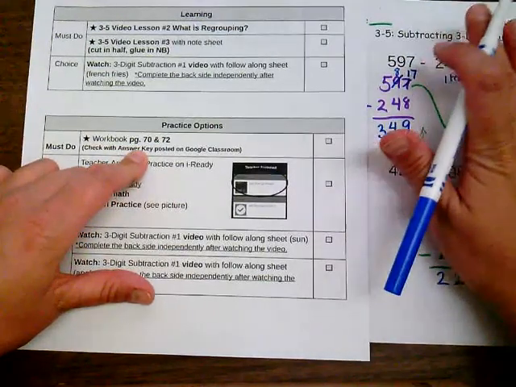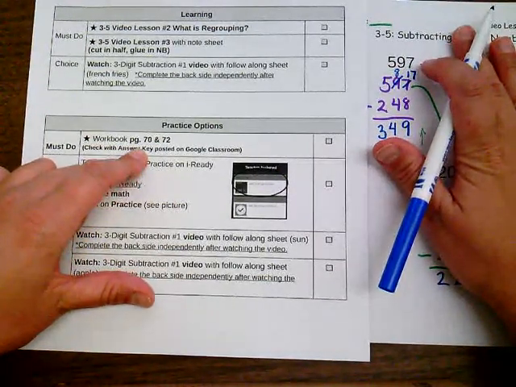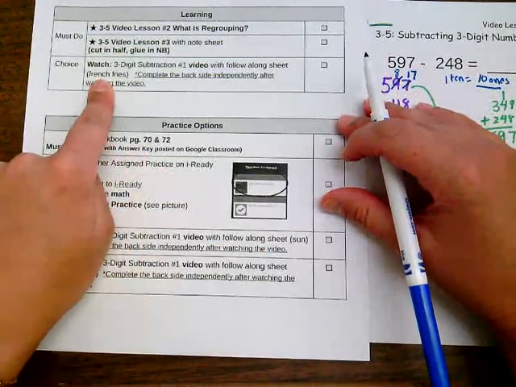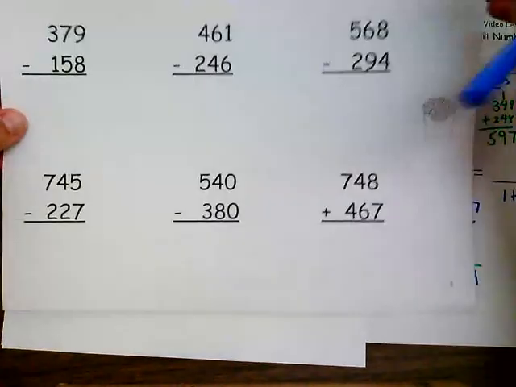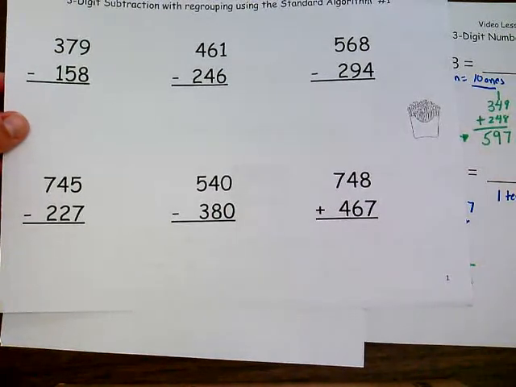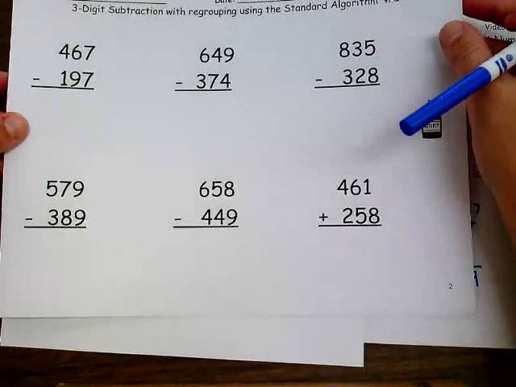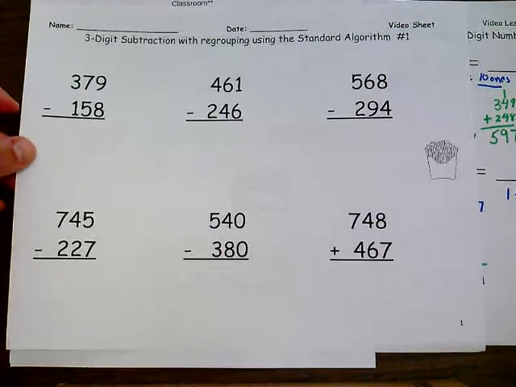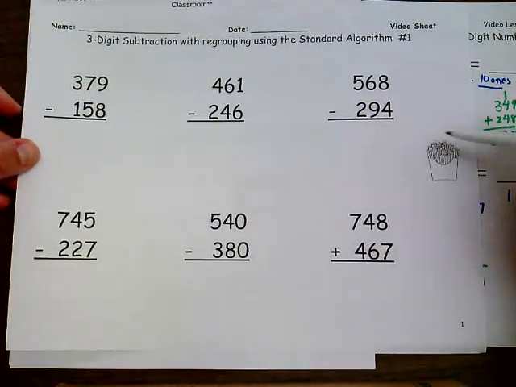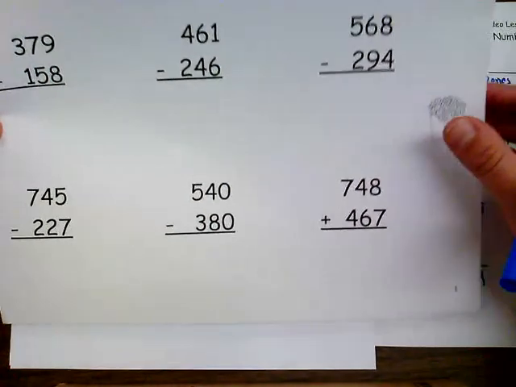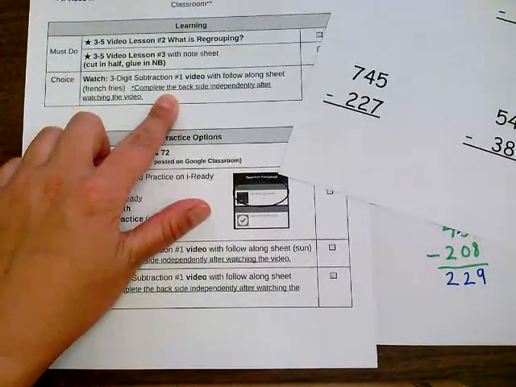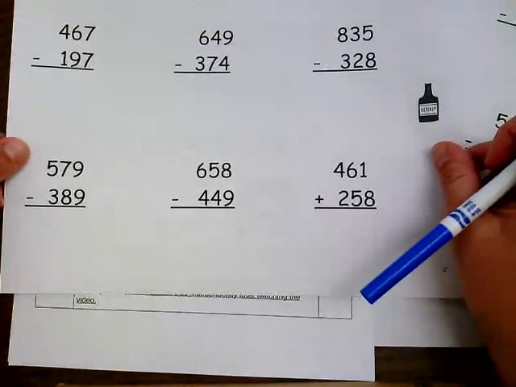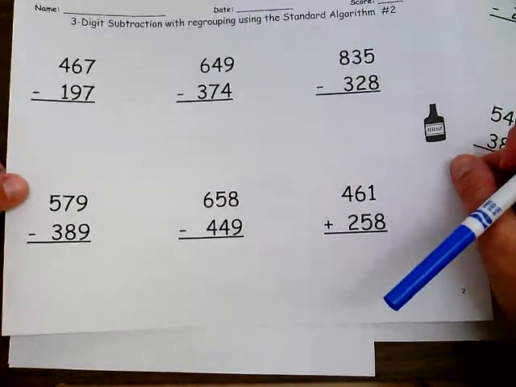If you're still not sure if you can do this on your own, no problem. You're going to grab the addition sheet that has the French fries on it. And on the back, you'll find the ketchup bottle. And you're going to watch the video with me doing the French fry sheet. That way you can follow along for some more problems. And then you're going to complete the backside, which is the ketchup, on your own to see how it goes.